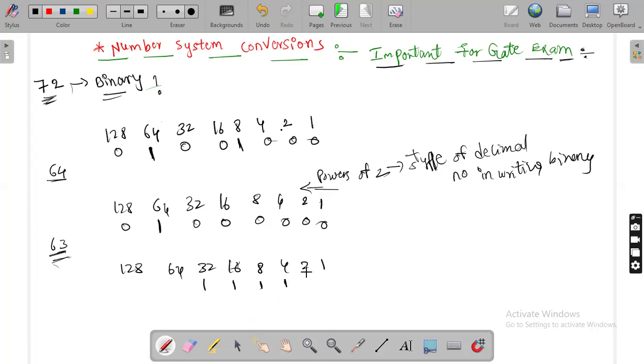So what is the nearest number to 3? 2. So in 3, 2 is completed. How much left? 1. So what is the nearest number to 1? 1 itself. So done. 63 binary is done. Remaining all are zeros. So this is the binary for 63. Okay? And last and final, we'll take one more small example.